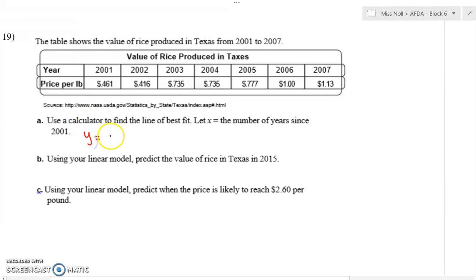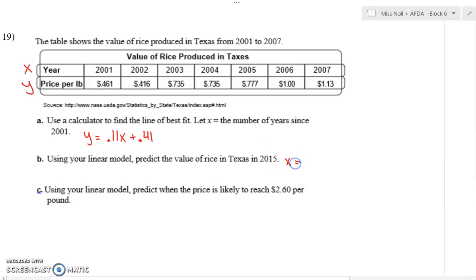Y equals 0.11x plus 0.41. Now it says, using your linear model, predict the value of rice in Texas in 2015. So they're giving us the year, so that means that this is the X value, right? Because year is X, and then the price per pound is Y.